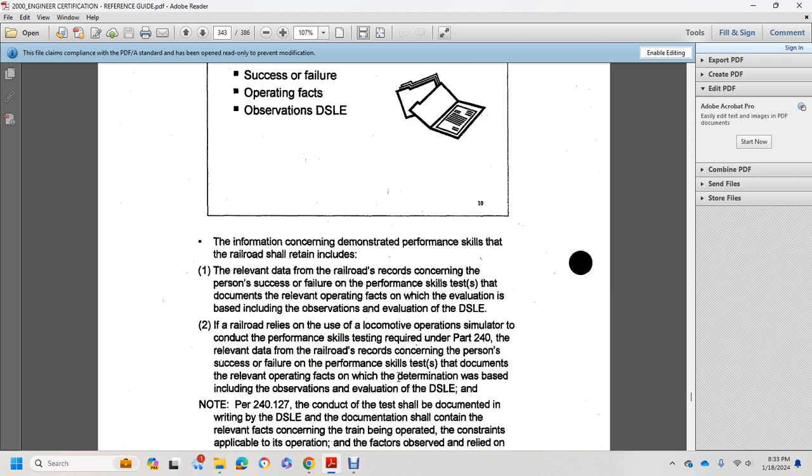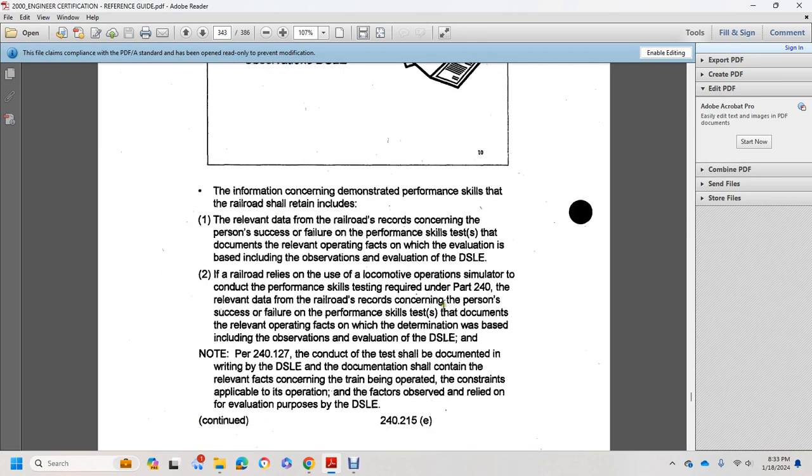For the demonstrated performance skill, the railroad shall retain relevant data from the railroad records concerning the person's success or failure on the performance skill test, and documents relevant to the operating facts on which the evaluation was based, including the observation and evaluation of the designated supervisor of locomotive engineers. Where the railroad relies on a similar performance skill test required under Part 240, the same relevant data applies. Note that per 240.127, the test should be documented with a written record of the designated supervisor or locomotive engineer.